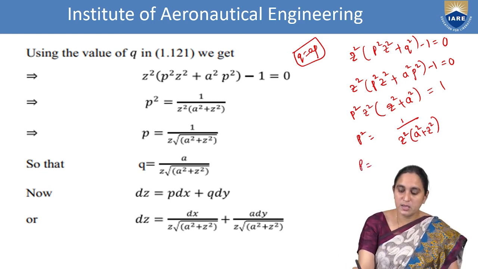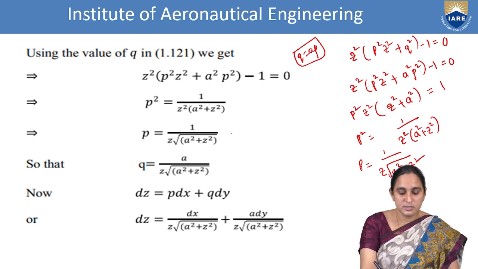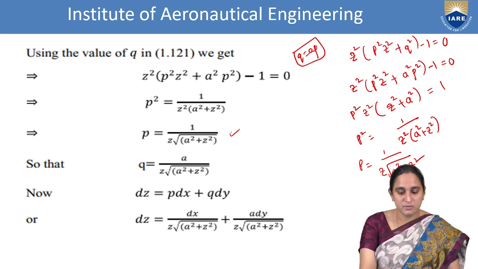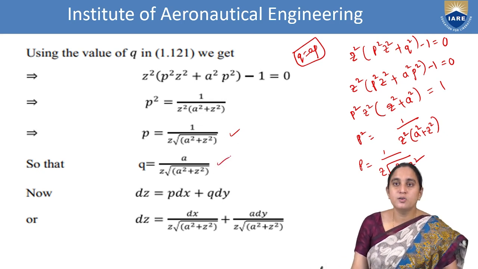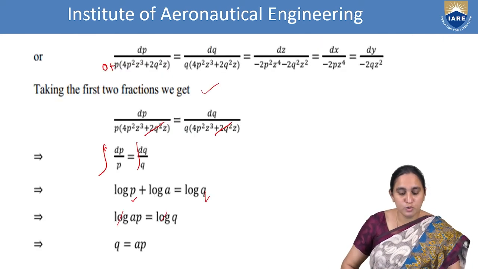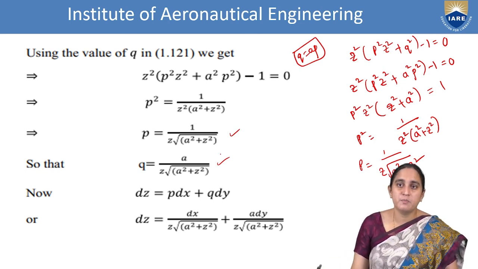From that, p is equal to 1 by z into under root a square plus z square. Then from p we got q also. Q is equal to a by z into root of a square plus z square. Why? Because already from the auxiliary equation we know that q is equal to ap. Then substitute p from there, and we got q in terms of a by z into root of a square plus z square.